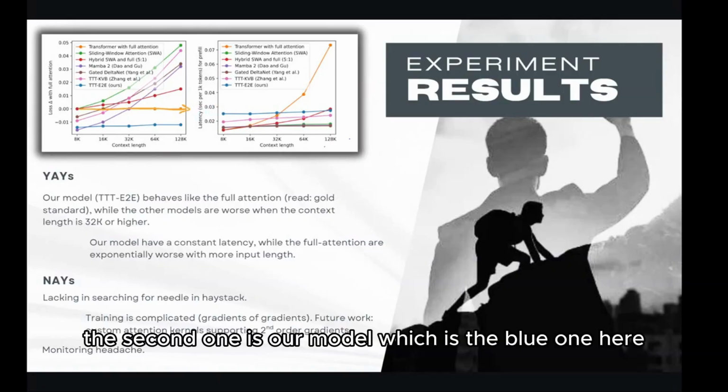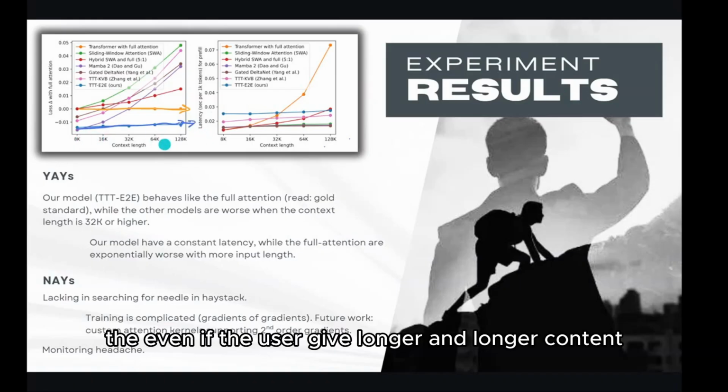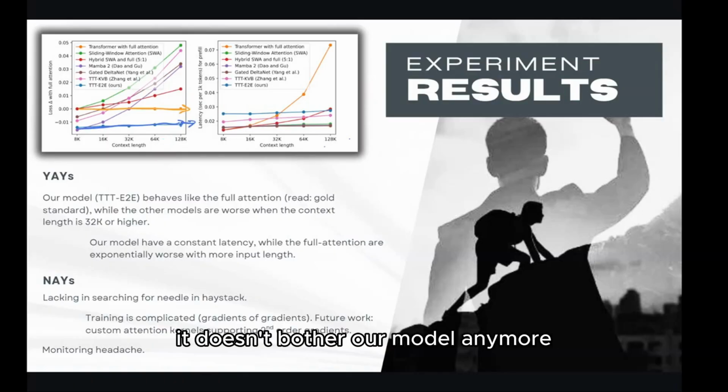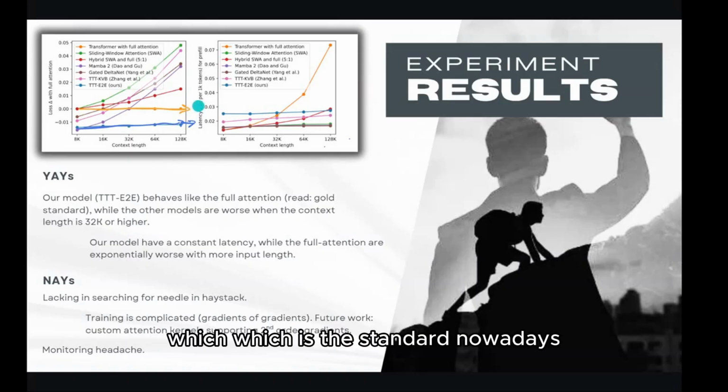The second one is our model, which is the blue one here. The blue one is also constant. What does it mean? It means that even if the user gives longer and longer context, it doesn't bother our model anymore. The loss will just be constant, and to add the cherry on top, our model performs better than the full attention model, which is the standard nowadays. So it's green, right?